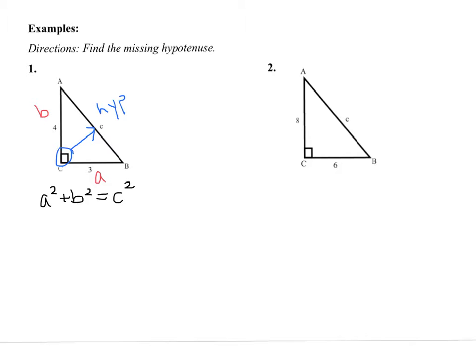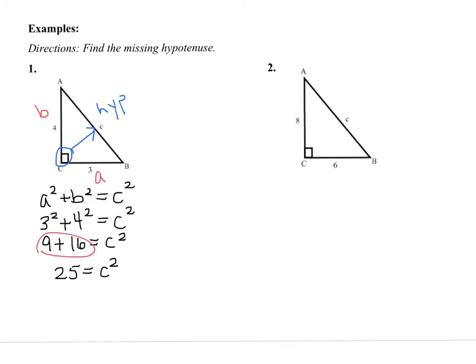And we know that A is equal to 3, so we have 3 squared, plus B is equal to 4, and that equals C squared. 3 squared, 3 times 3 is 9, plus 4 squared, 4 times 4 is 16, and that's going to give you C squared. Our next step is to add 9 plus 16, and 9 plus 16 equals 25, and that equals C squared.